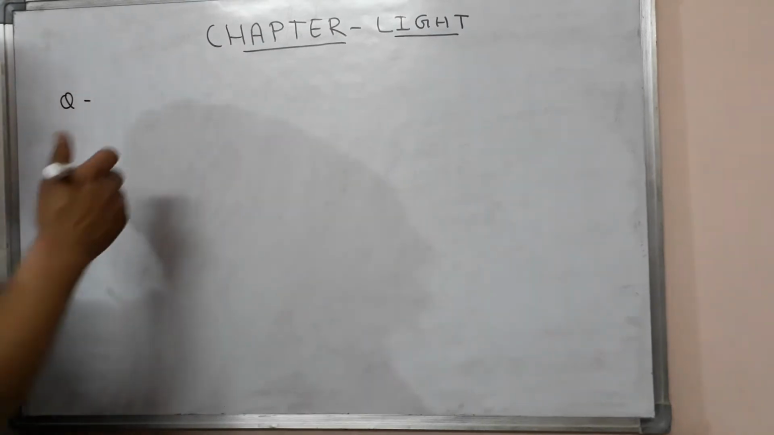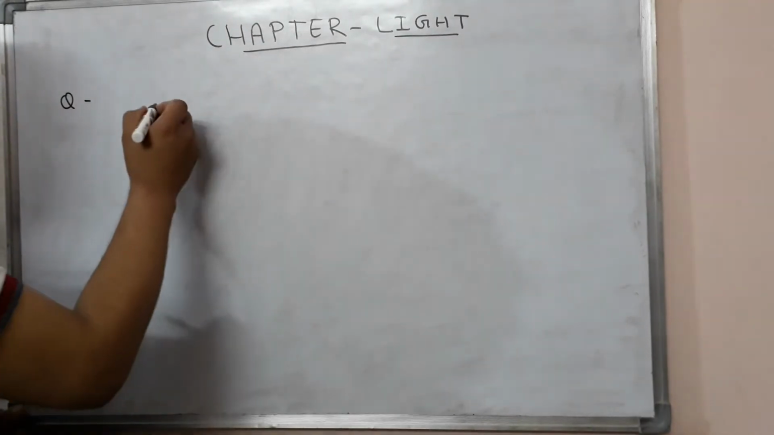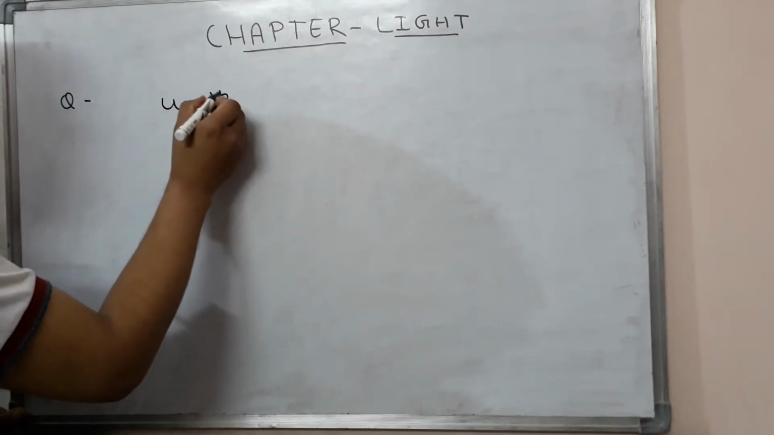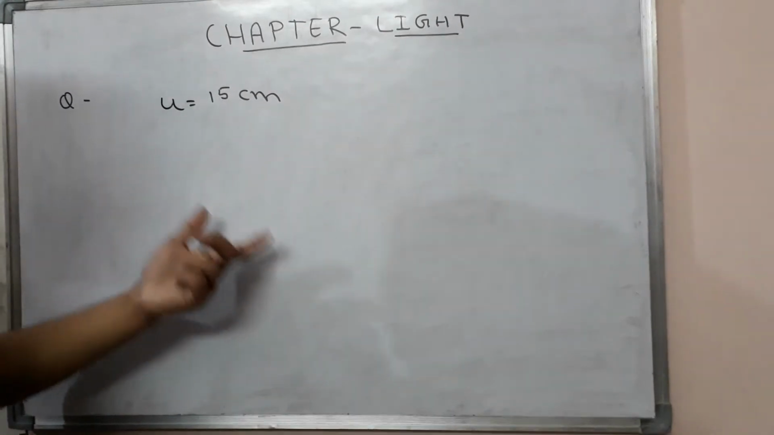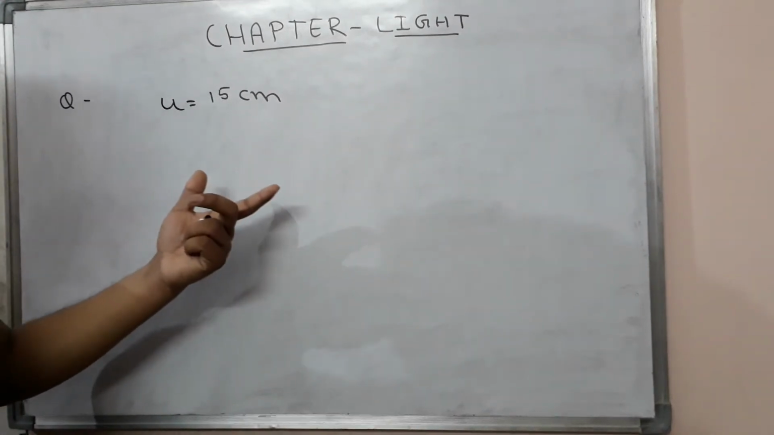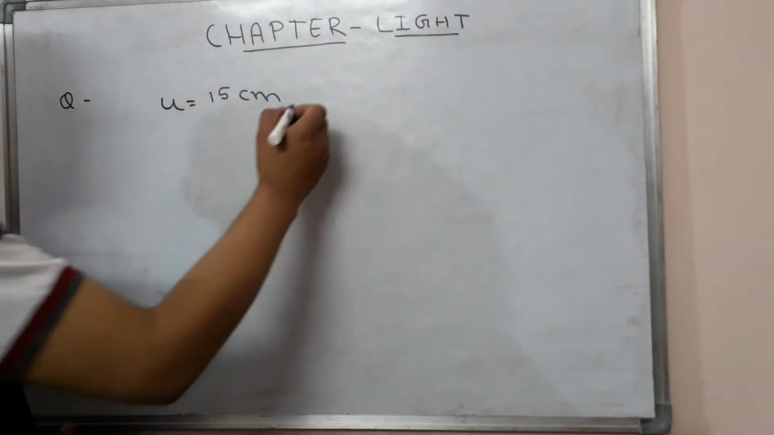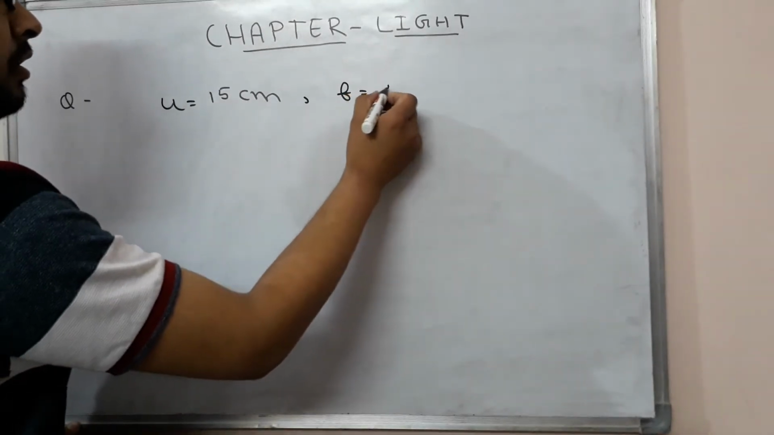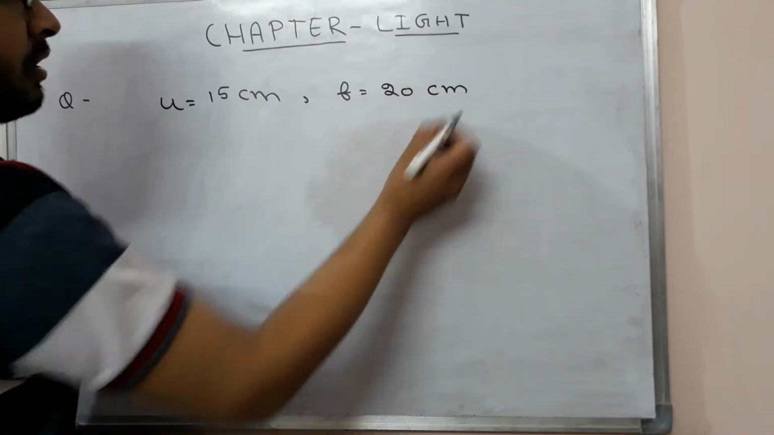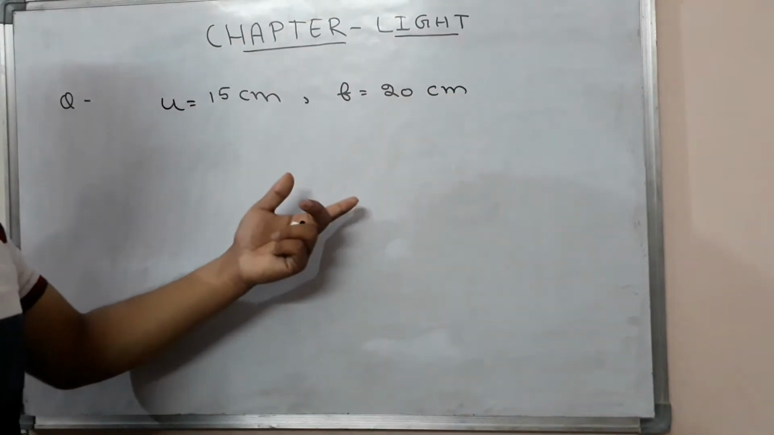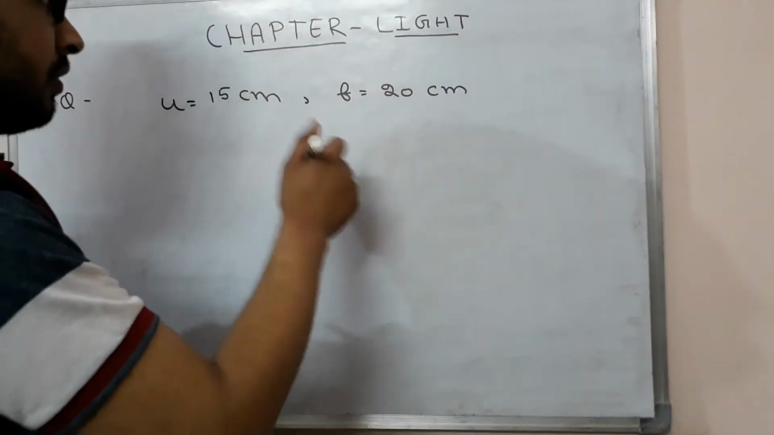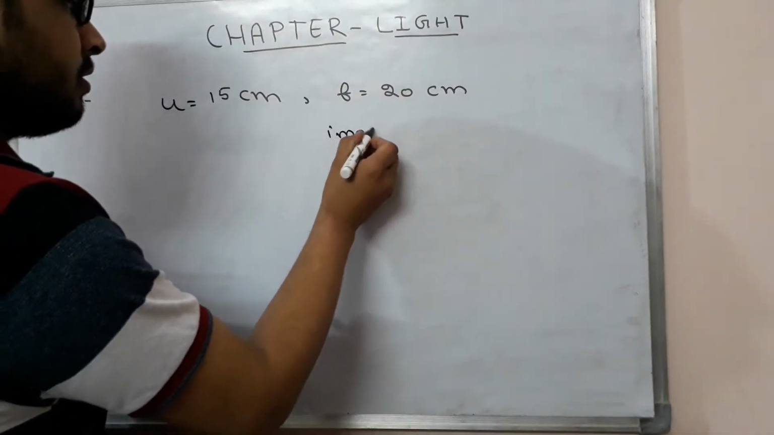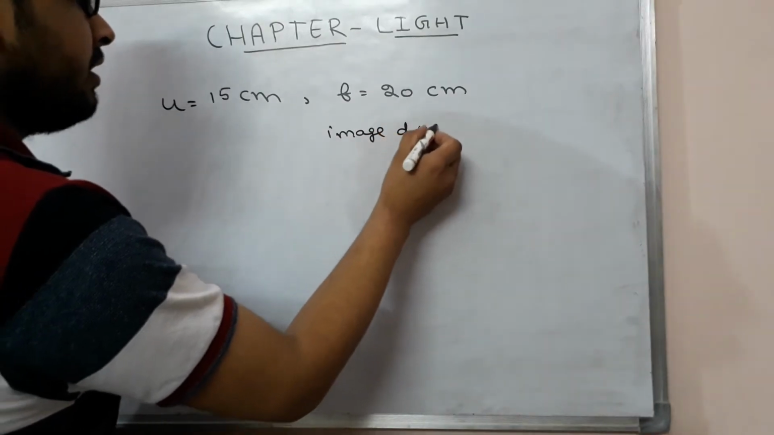Now suppose in a convex mirror the object distance is 15 centimeter. We have a convex mirror where the object is placed at a distance of 15 centimeter from the mirror, and the focal length of the convex mirror is 20 centimeter. We have to find the image distance.